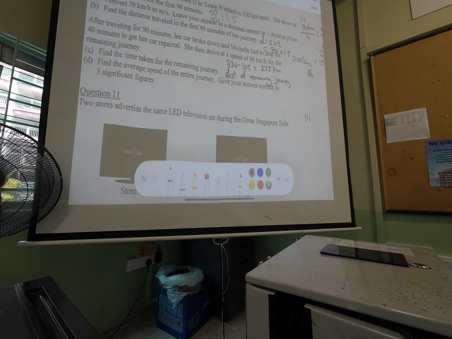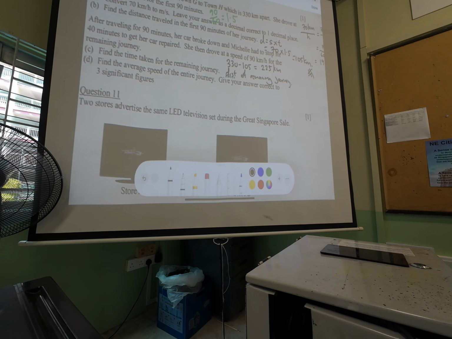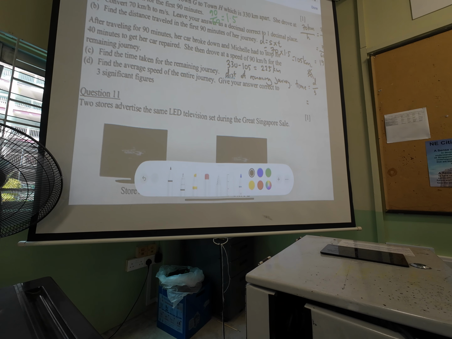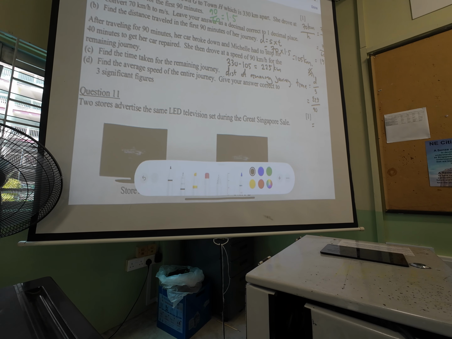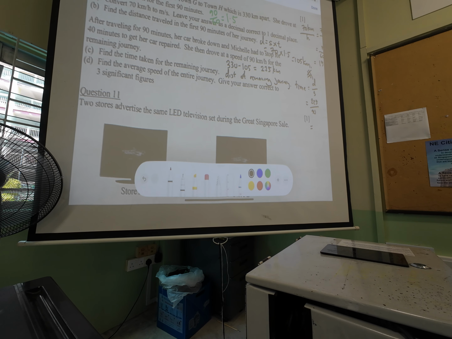Time taken for remaining journey. I know the distance. I know she traveled at 90 kilometers per hour for the remaining journey. I want to find the time taken. So time is equals to distance divided by speed. So the time taken is distance 225 divided by the speed 90 equals to 2.5 hours.